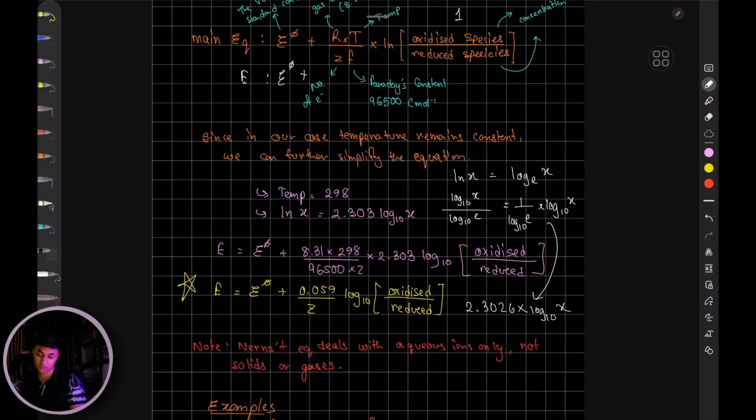What is your x, by the way? Your x is this entire thing. This entire term is your x, okay? So this is how 2.3 times log base 10 of x is derived.